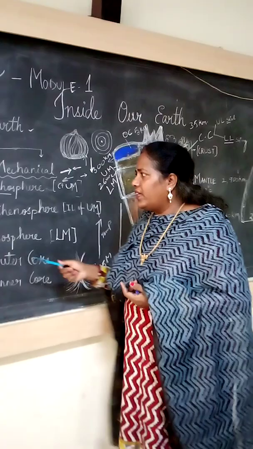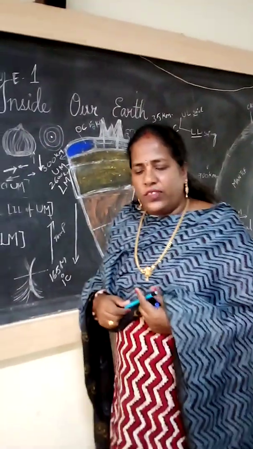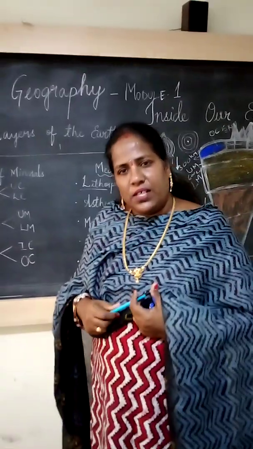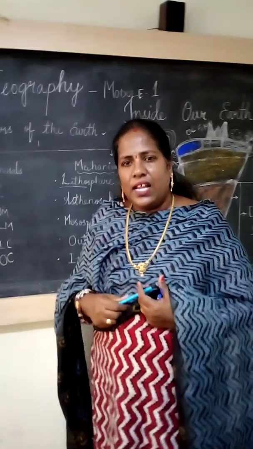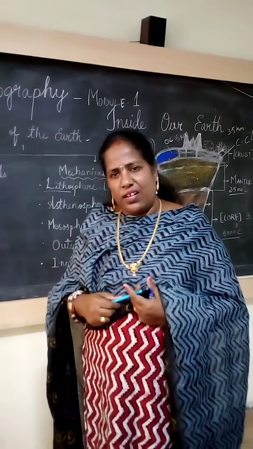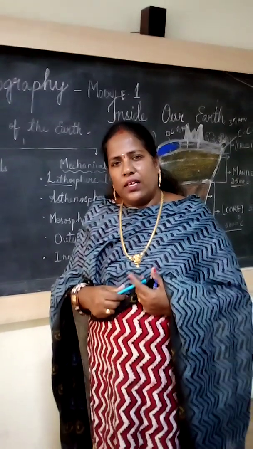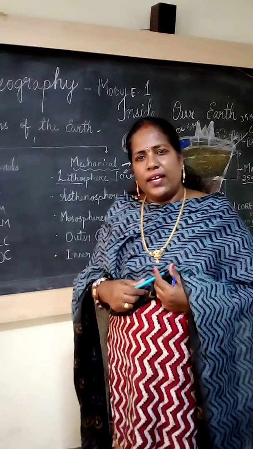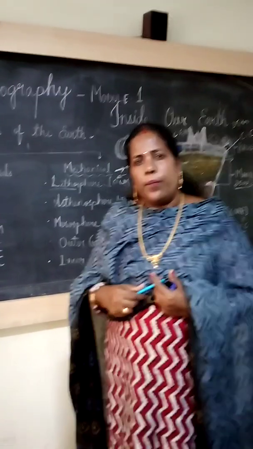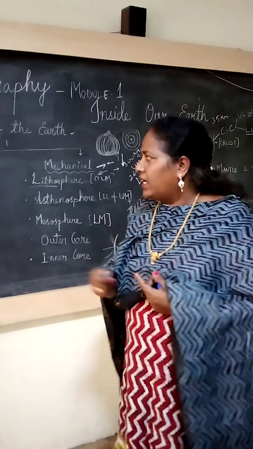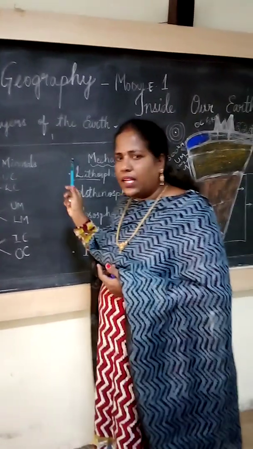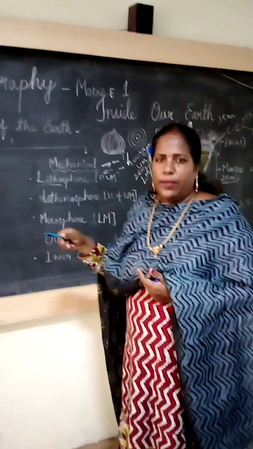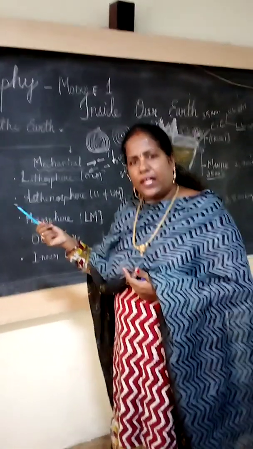Now once again we will recall what we discussed today. Today we discussed how the earth was formed. First it was in the gaseous stage, next liquid, next solid form. Then the earth's layers are divided into 3: crust, mantle, core. Again the crust is divided into continental crust and oceanic crust, based on the continents and ocean. Based on the layers, upper layer and lower layer.